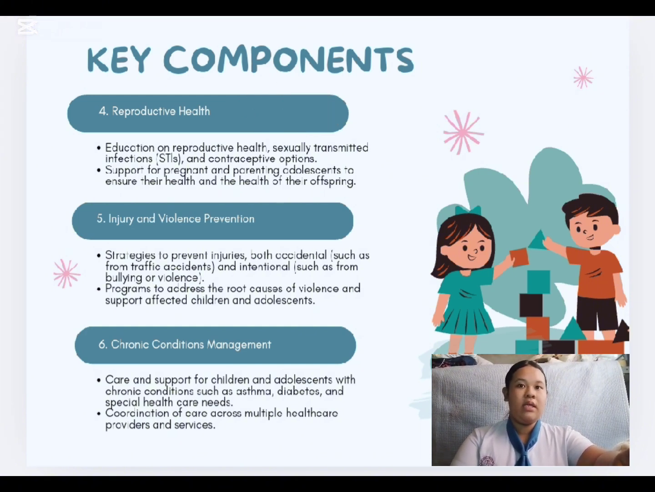Under this is education on reproductive health, specifically sexually transmitted infections and contraceptive options to avoid early pregnancy. We also tackle support for pregnant and parenting adolescents to ensure their health and the health of their offspring. Next, our fifth key component is injury and violence prevention.